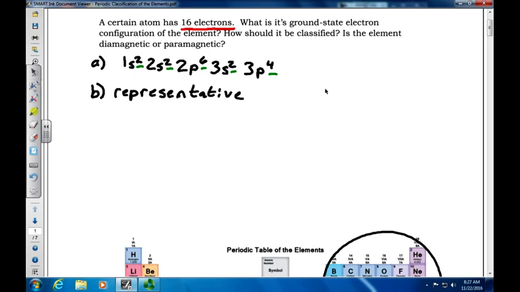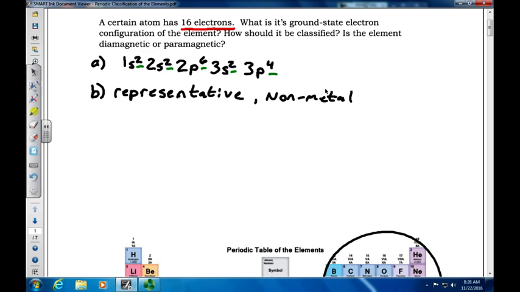The definition of representative you can find in your book. It's not very complicated to identify which elements are representative versus which elements are transition elements, so transition metals, and so on. You could also say that it's a nonmetal if you wanted to classify it even further. Because it's in the nonmetal category, it's sulfur. Sulfur is not a metal. And the last question asks if it's diamagnetic or paramagnetic.